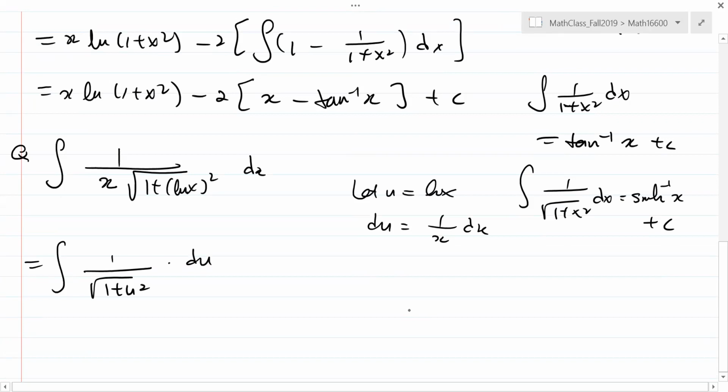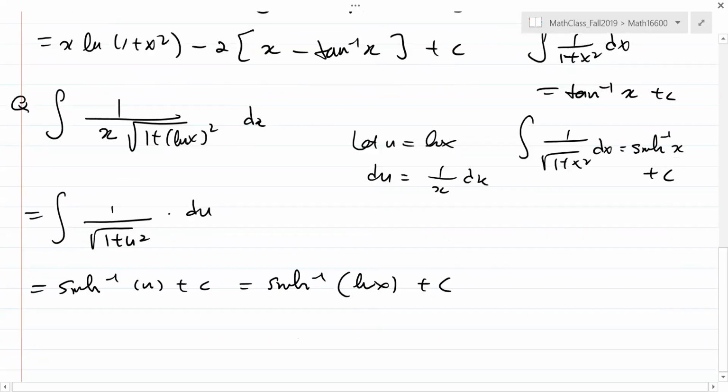Okay, the formula is over there, right? So it's going to be the inverse hyperbolic sine of u plus, okay, so yeah, u is going to be natural log of x, plus constant. So just a couple of lines. We call it a one-step problem. You just need one idea, one substitution.